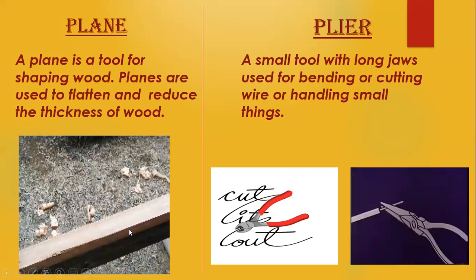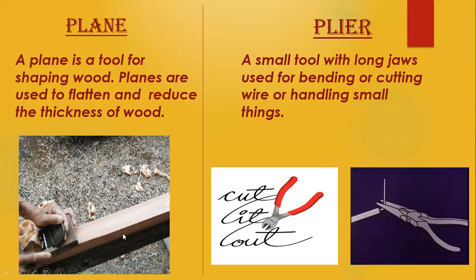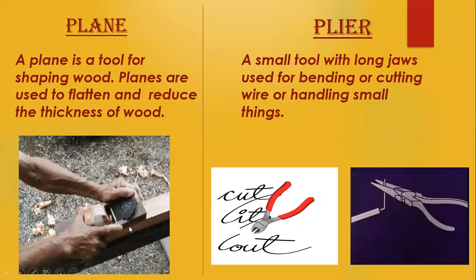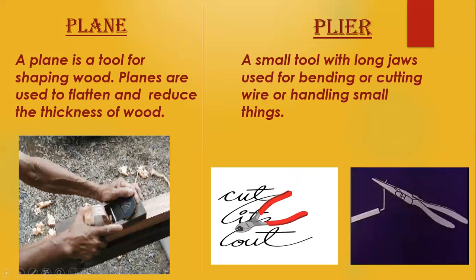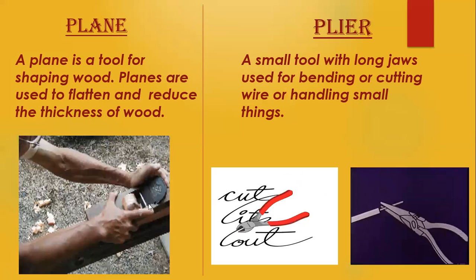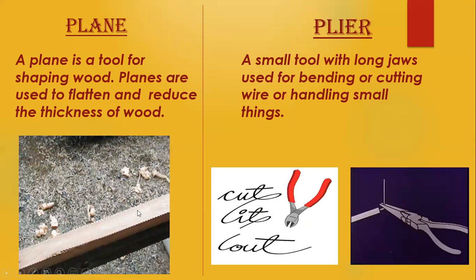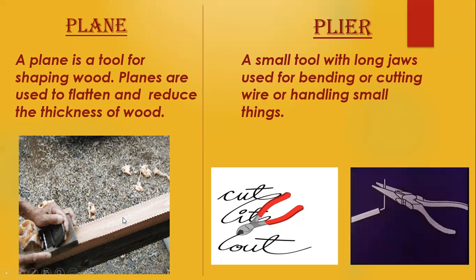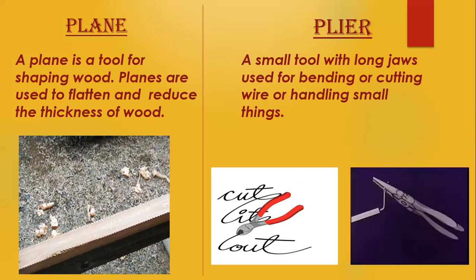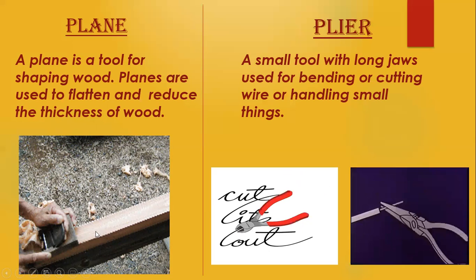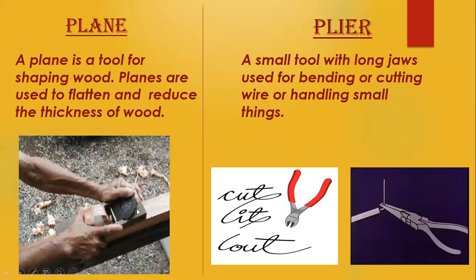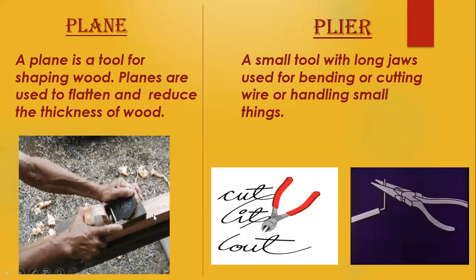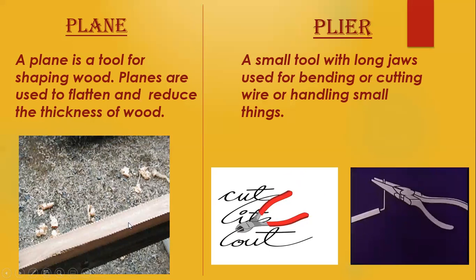Maybe the wood is thick and it does not fit at the place where we need it, so the man is making it a little bit thinner to adjust it in the place. And it is also used, if the surface is not smooth, to flatten the surface.